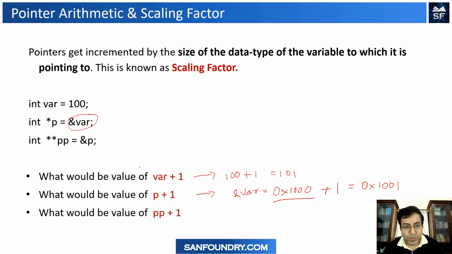Similarly, pp + 1. What is pp? pp is a double pointer. It's a pointer to a pointer. It's a pointer to an integer pointer. It stores the address of p. What is p? p is a pointer. In our previous example, the address of p was hexadecimal 2000. So we are doing + 1 to it. What will be the address? 2001. That's what we would think.